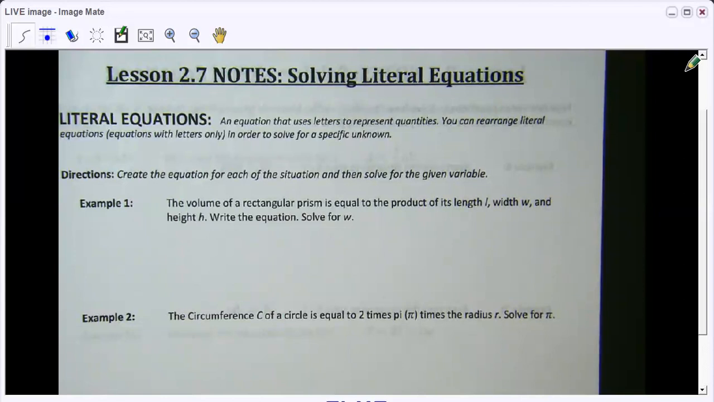So we're going to practice solving literal equations. There are two ways to do this first page, but I'm going to show you the one that I want you to practice. So let's look at this first one. If I can find my right pen.